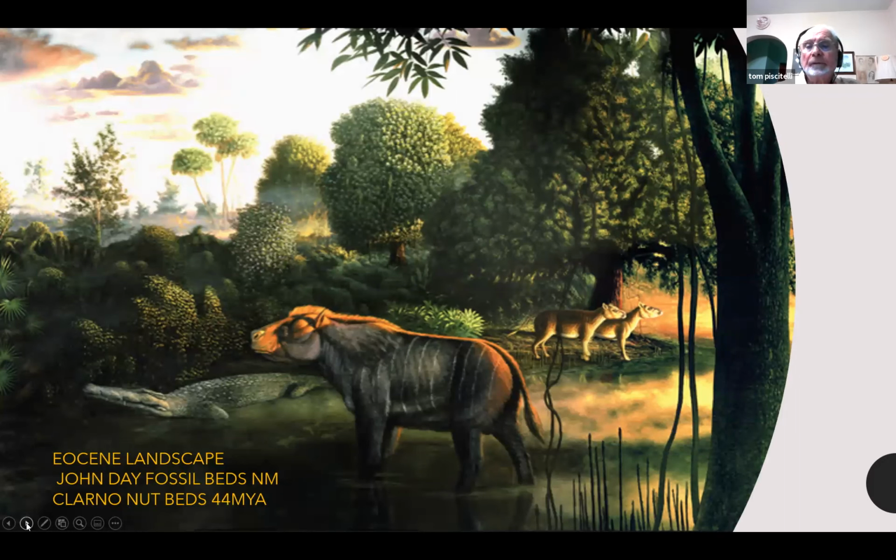175 species of fruit and nuts have been found in the very diverse Clarno nut beds in northern Oregon. These include walnut, chestnut, oak, banana, kiwi, magnolia, sycamore, and palm trees. Insects, birds, and mammal fossils are also found. It had a semi-tropical temperature with 10 feet of annual rainfall.